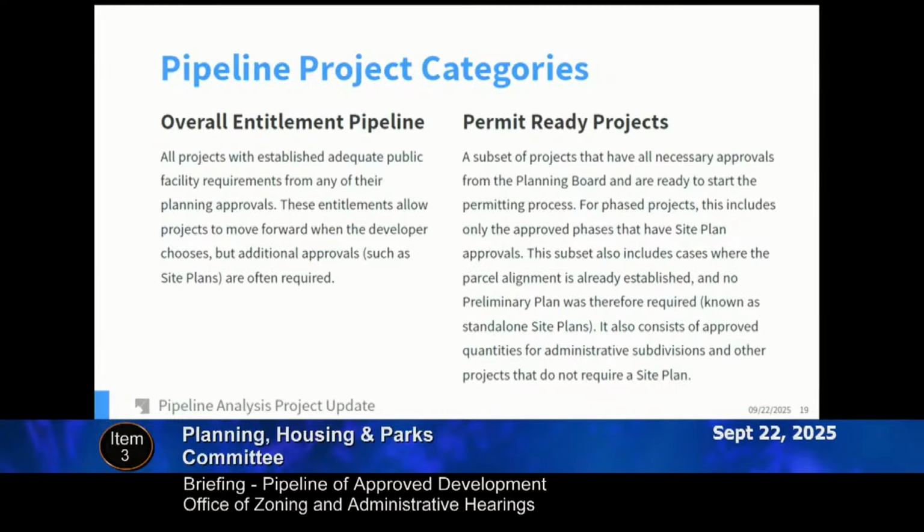And then the second bucket of permit-ready projects is a subset of the larger overall entitlement pipeline and includes those projects that have all of their necessary approvals from the planning board and for which the next step in terms of county processes is permitting. So for phased projects, this includes only the approved phases that have site plan approvals. This subset also includes cases where the parcel alignment is already established and no preliminary plan was necessary, known as a standalone site plan. And it also consists of approved quantities for administrative subdivisions and other projects that do not require a site plan.